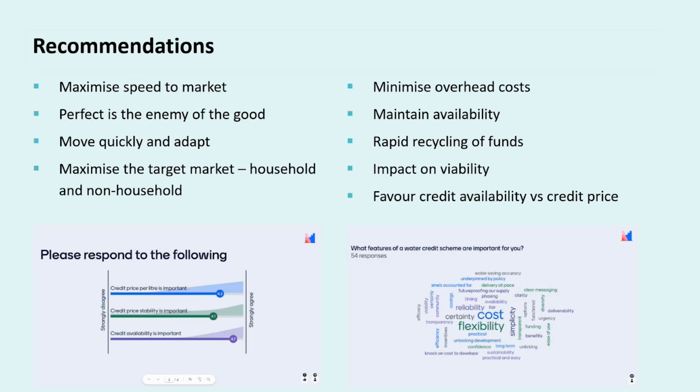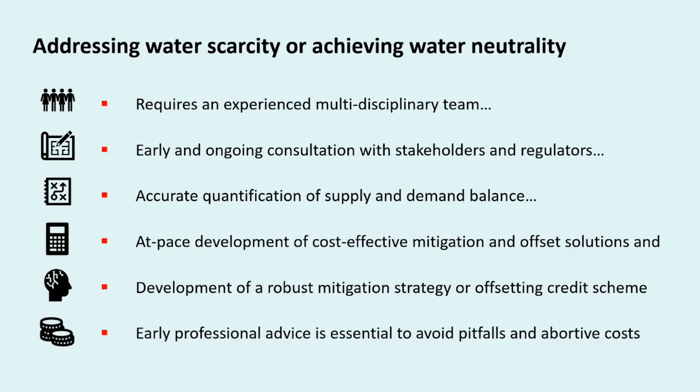As shown on the slide, discussions with developers in Cambridge highlighted that they place a slightly higher priority on credit availability rather than price stability. However, there will be a threshold above which new developments become non-viable. And the word cloud shows that cost, flexibility, simplicity, certainty, reliability, and others are all key considerations from the perspective of developers. Next slide, please.